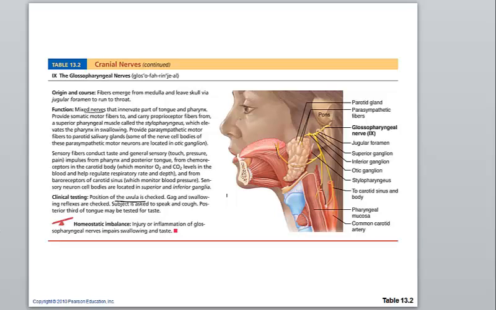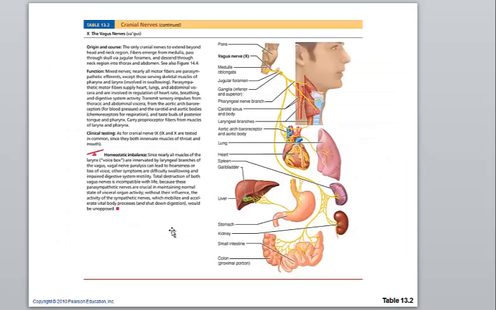You can ask the subject to swallow and see if they swallow without choking. If there is a problem with the glossopharyngeal nerve or even the facial nerve, or vagus, in fact, that'll cause a problem with swallowing, right? So that might lead to coughing and all that stuff. Homeostatic imbalance: impaired swallowing and tasting.